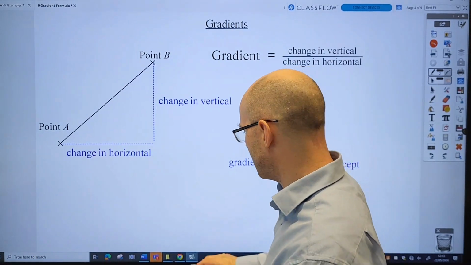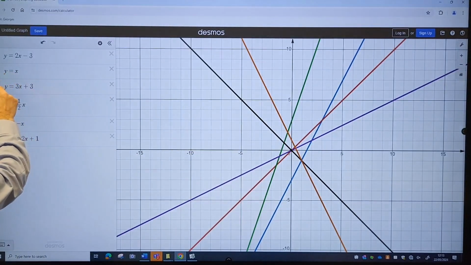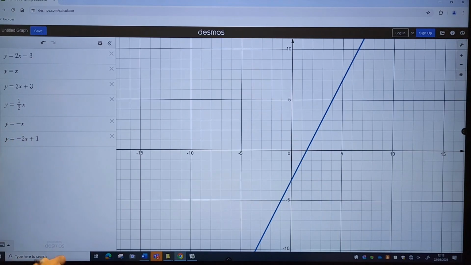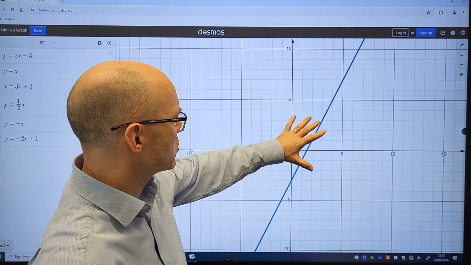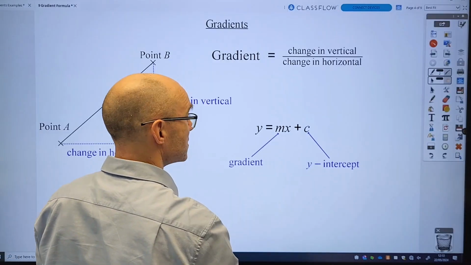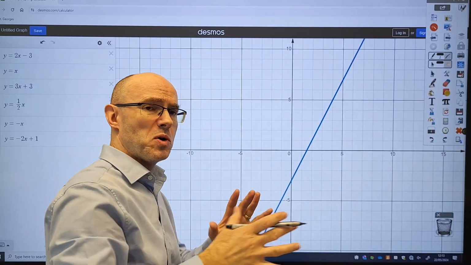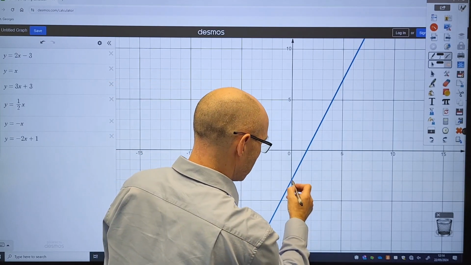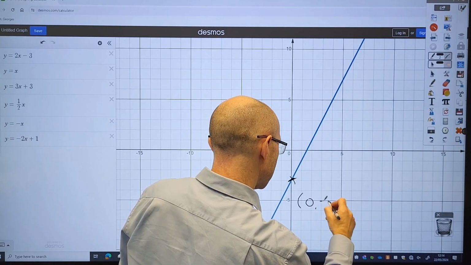What I'm going to do is give you an example of how to calculate the gradient. So this is what I showed you earlier. I'm just going to get rid of some of these lines, so we're left with this one here. You might have seen the equation already, which might have given it away. It doesn't really matter. We're going to try and work out the gradient of this straight line. To do that, I'm going to choose any 2 points that lie on the line. It doesn't really matter which ones. Let's choose that one down there. So that's got coordinates 0, -3.